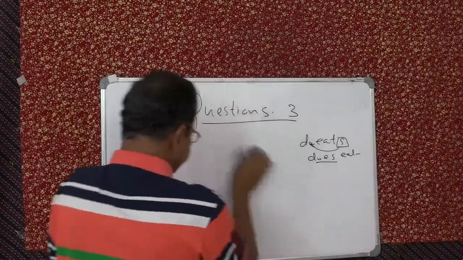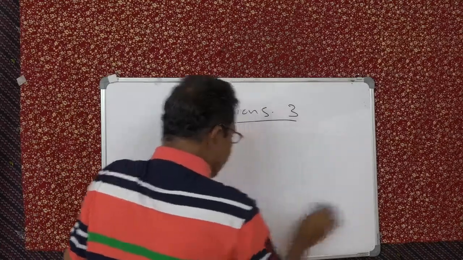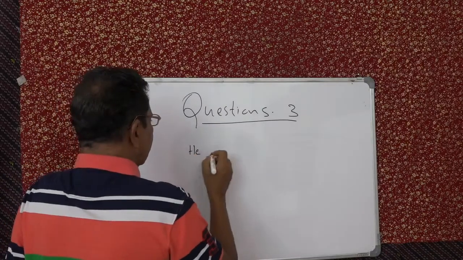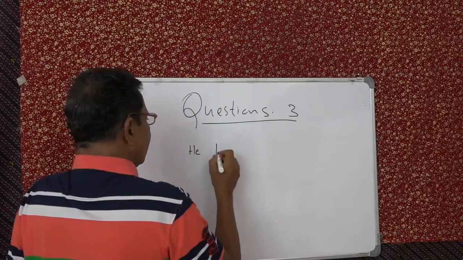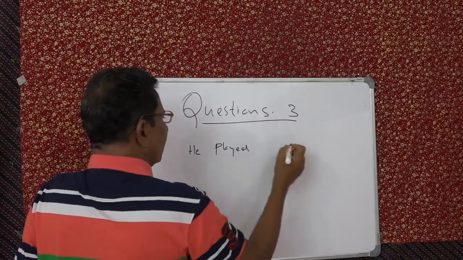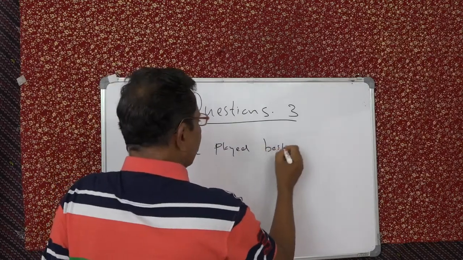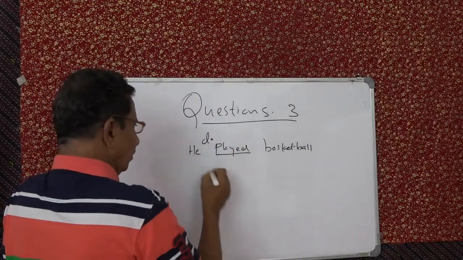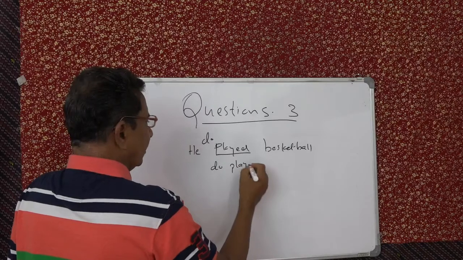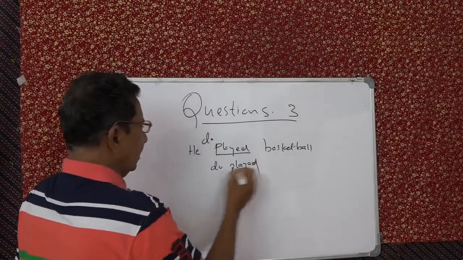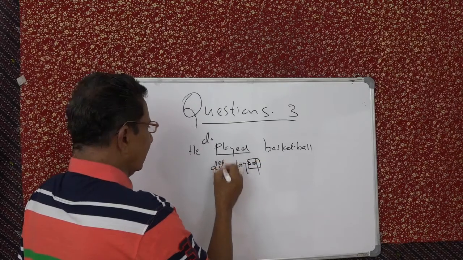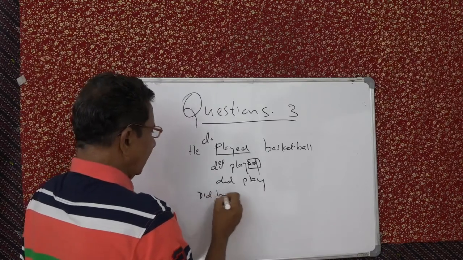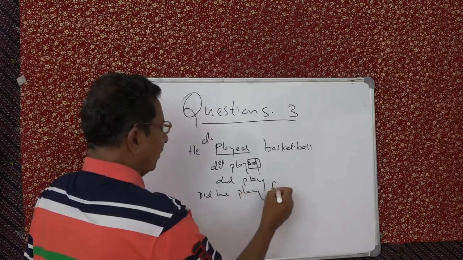Past tense, same procedure in past tense also. An example, see this. He played basketball. Okay, and played, you have to insert do, then do played. We have seen these things, no? Do played, and then the tense marker is added here. Then this will become did play, and did he play football?